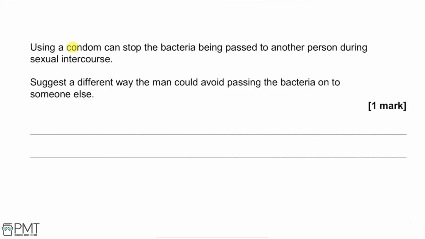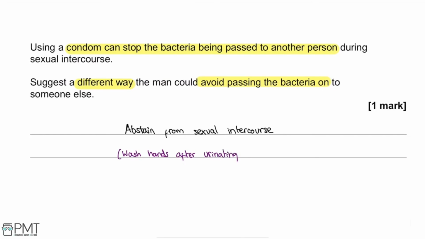Using a condom can stop the bacteria being passed to another person during sexual intercourse. Suggest a different way the man could avoid passing the bacteria on to someone else. So the potential answers for this question are that the man can abstain from having intercourse, and then the other option is that he can maintain his personal hygiene, so washing hands after urinating and similar.